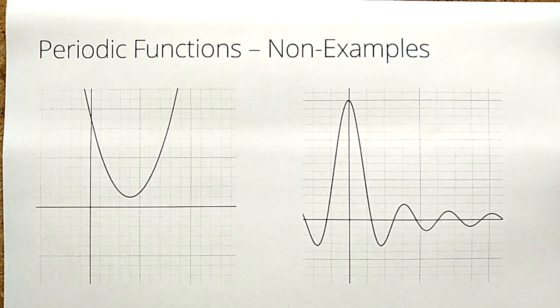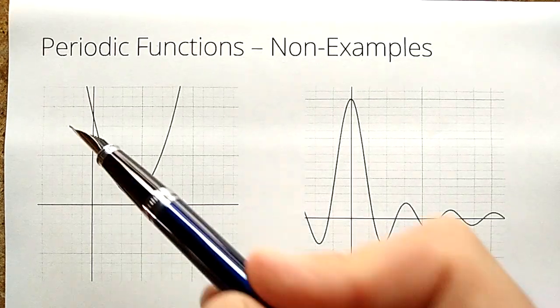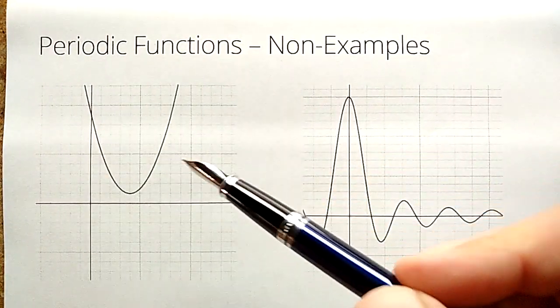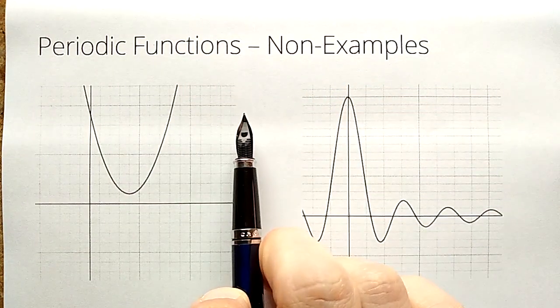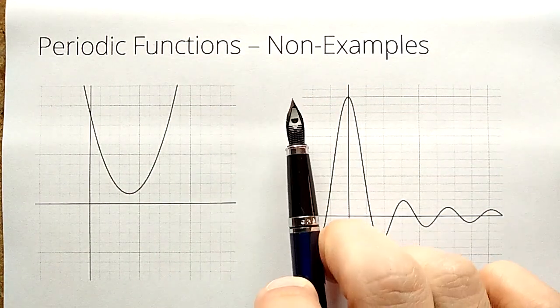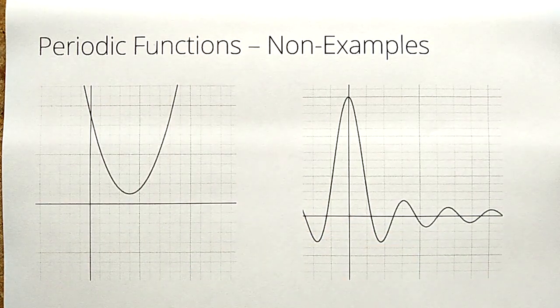All right, next, let's look at some non-examples, things that are not periodic functions. So here we have what looks like a parabola. This is not periodic because it does not repeat. If I move over to the right here, I don't find another loop like this, and same with on the left. This is a smooth curve, but it's not periodic.